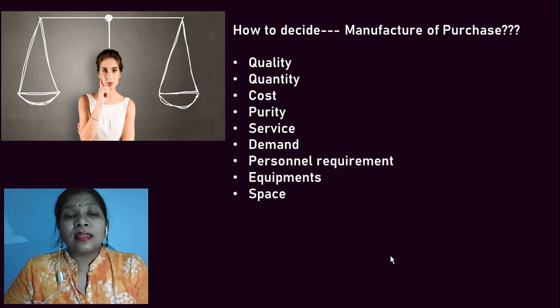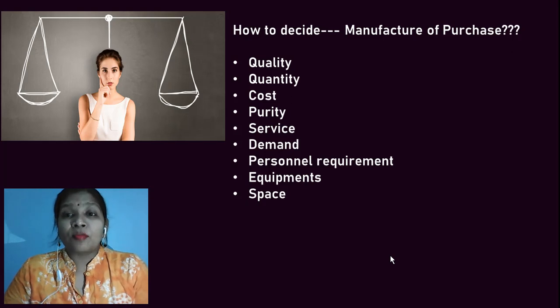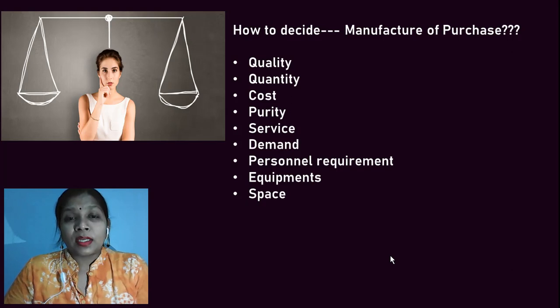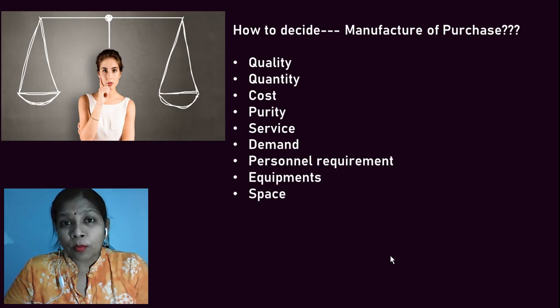Now, third thing is the cost. As I'm always saying, the economic thing. So the cost of manufacturing and the cost of purchasing should be compared, and you need to come to an end point on which is better and which is beneficial. Next is the purity. Of course, when you are preparing it with your own hands and in front of you, the purity of the substance obtained will be much more than what you purchase from outside.